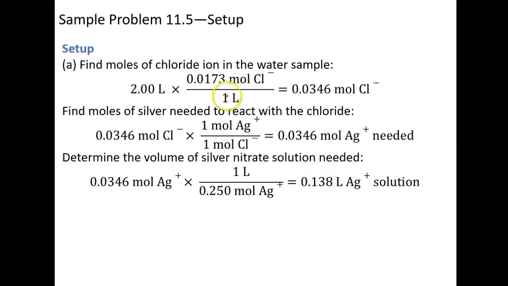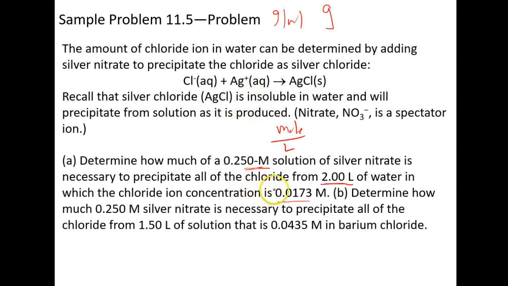So how they do it is you start with your 2 liters, that's your volume, and your molarity of the chloride ion, which is 0.0173 moles per liter. Remember, what are you trying to get to? Moles. Now you have to convert moles of chloride to moles of silver. Well, there's 1 mole of chloride ion to 1 mole of silver ion. I get that from the balanced equation.